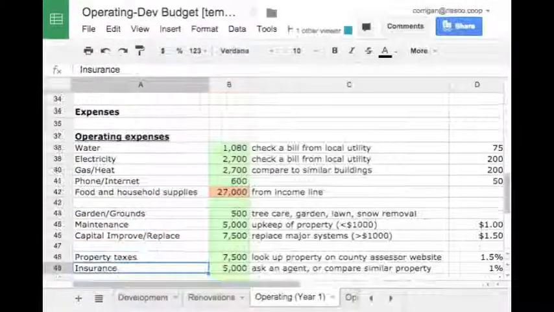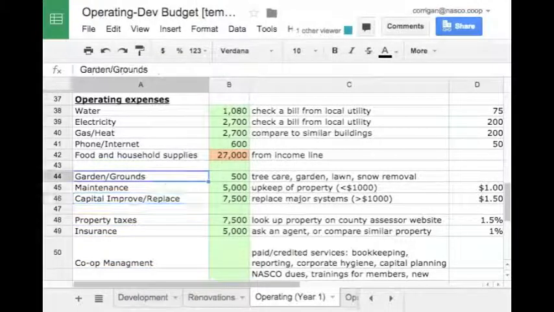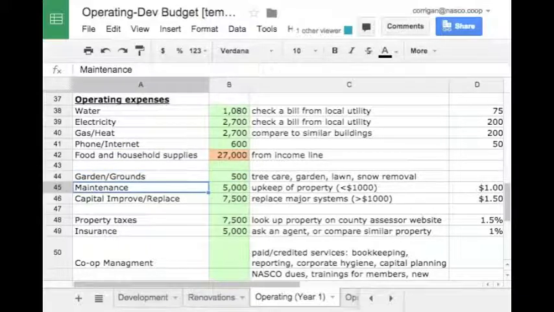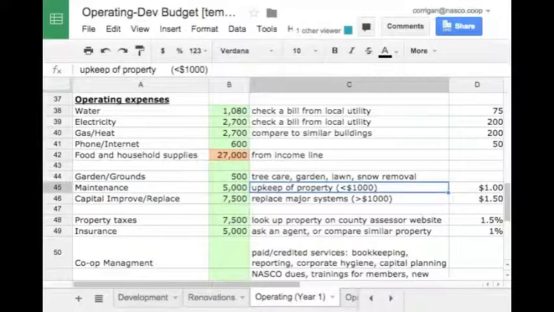Let's look at this next section of expenses. Garden and grounds. It's usually a fairly small amount, but it's good to set aside something for setting up gardens, taking care of tree and lawn and snow removal in the area. Next is the amount for maintenance, and generally by maintenance we mean upkeep, routine upkeep of the property, fixing things that are broken, that sort of thing. Generally things that are costing less than $1,000.